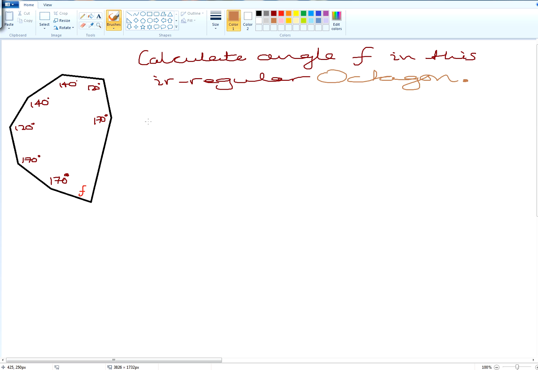Okay, Bismillah. Okay, folks, we're looking at how we calculate angle F in this irregular octagon. So angle F is the red angle which has been labeled over here. They've mentioned in the question that this is an octagon. We can also see that it's an 8-sided shape.